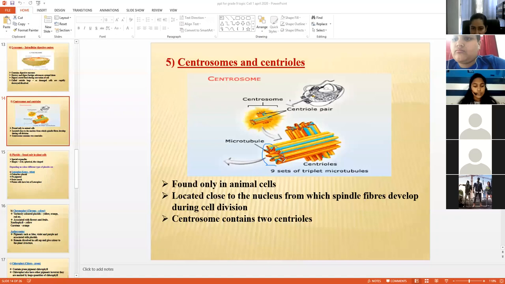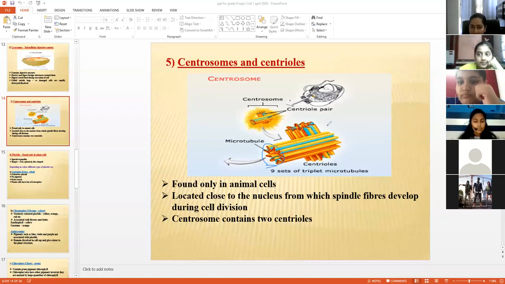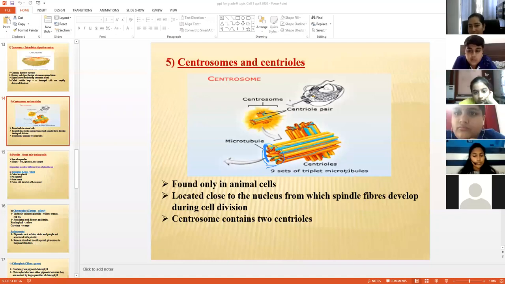I have highlighted it here. Can you see this? Yes? Yes, ma'am. So these are the centrioles and these rod shapes. What are they, children? Microtubules. Now what happens? This rod-shaped part goes like this in a cell division.